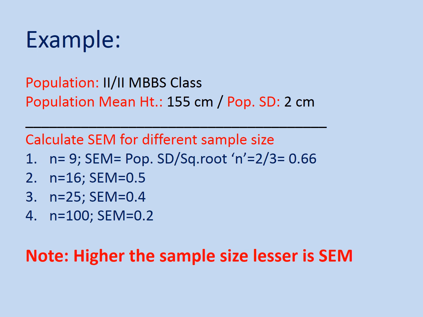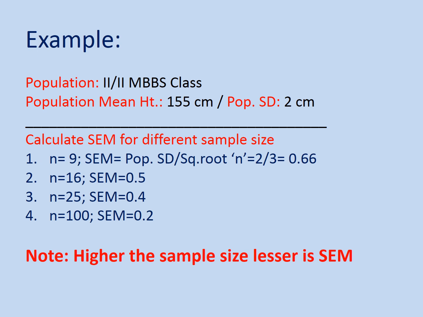So how will you increase the validity, or make your result more accurate? By decreasing the sampling variations. How will you come to know your sampling variations are decreasing? The standard error of mean is decreasing. And how will you decrease your standard error of mean? By increasing the sample size, as you can notice on the screen in the example.